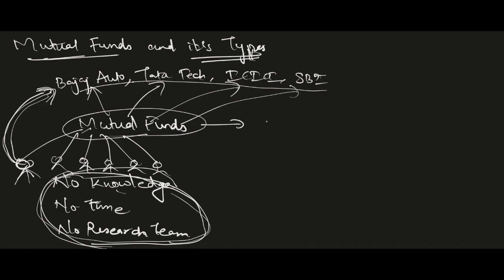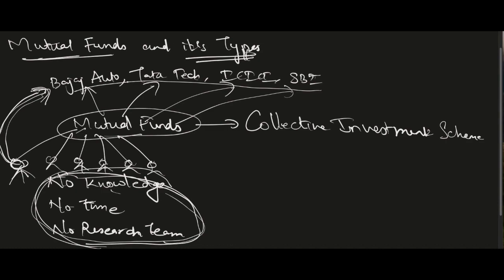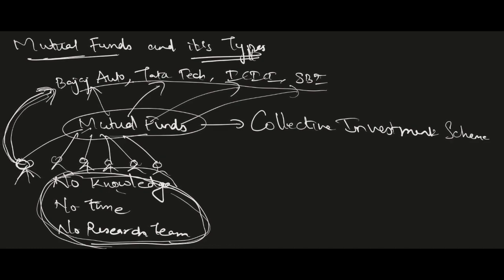Okay, so a mutual fund is a collective investment scheme. It is an investment scheme through which money is pooled from the common public and invested into various securities. That's why it is called a collective investment scheme.